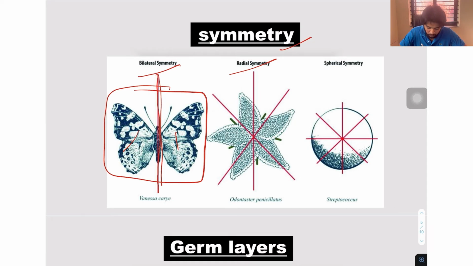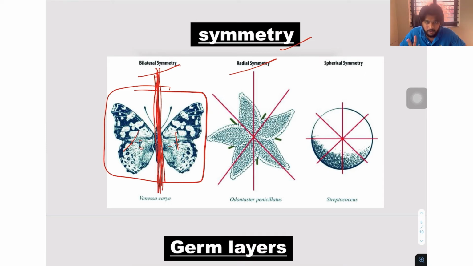I am repeating one more time: formation of two equal parts when an organism is cut into half, passing through a single plane, passing through the center. If an organism is cut only along this line, and we get two equal parts, then it is called bilateral symmetry.